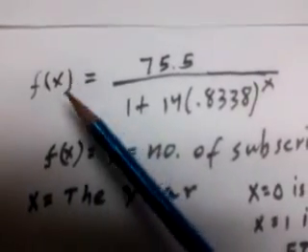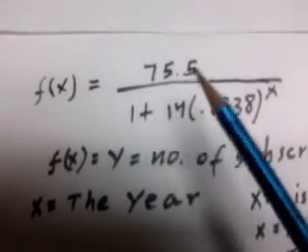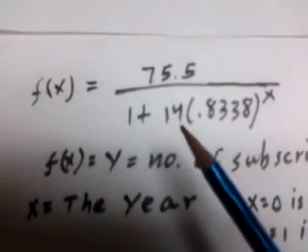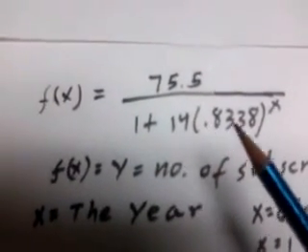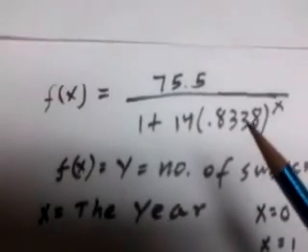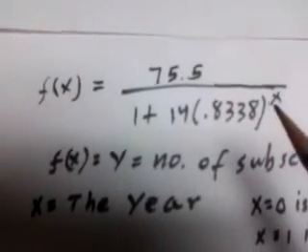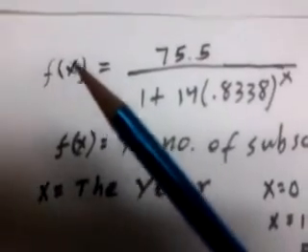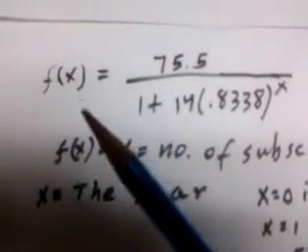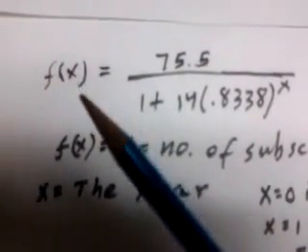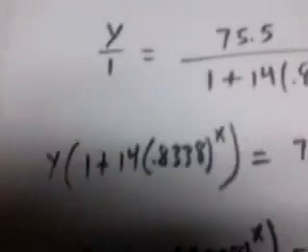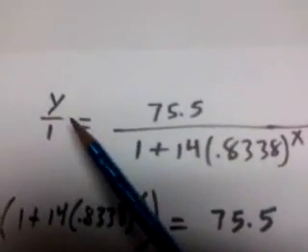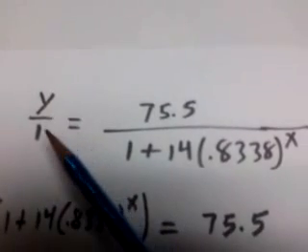So the first thing we have to do here, in order to solve this equation, is to substitute y for f of x. So that would give us y equals 75.5 over 1 plus 14 times 0.8338 raised to the x power. So we would have a y equals here. And then y is the same as y over 1, so we can write y as y over 1. And that's what we've done here. Here we have substituted the y for the f of x, and we wrote the y over 1.